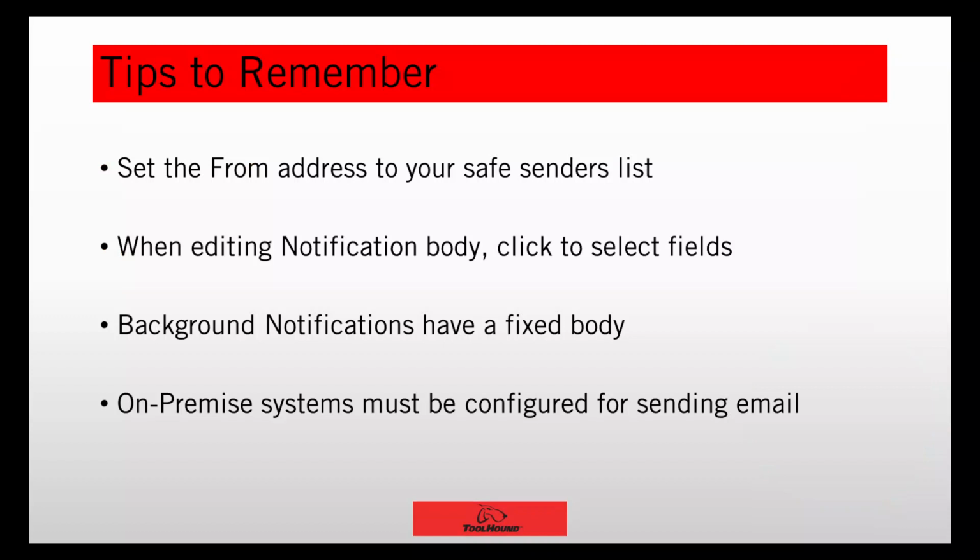Make sure your notifications aren't going into your junk folder by setting the from address to your safe senders list. When editing the notification body, click to select the fields where you want them as you are typing. Otherwise, these fields will be appended to the end of the email body. Background notifications have a fixed body, so no matter what you type in the notification box, it will be disregarded. And on-premise systems must be configured for sending email. You can check the documentation for this and other configuration parameters specific to notifications.